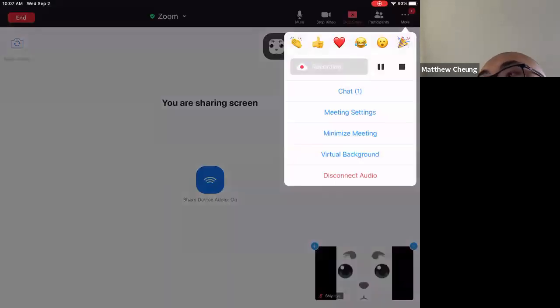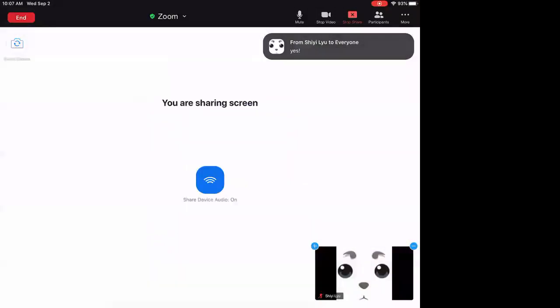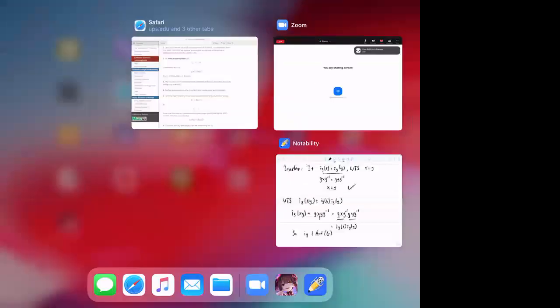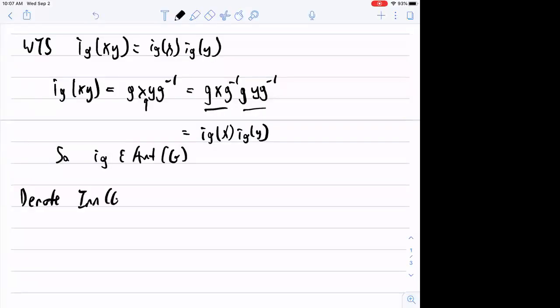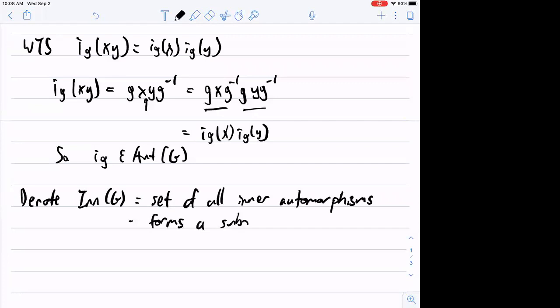Okay. So we denote Inn(G) to be the set of all inner automorphisms. And it turns out that this forms a subgroup of Aut(G). I'm not going to prove associativity, it's a pain, so I'll skip that.